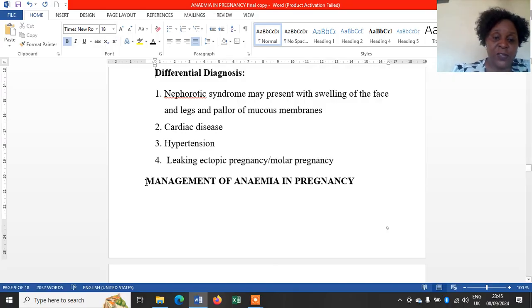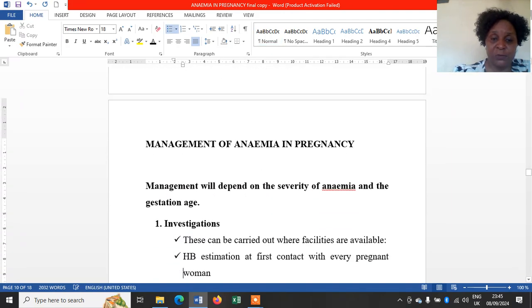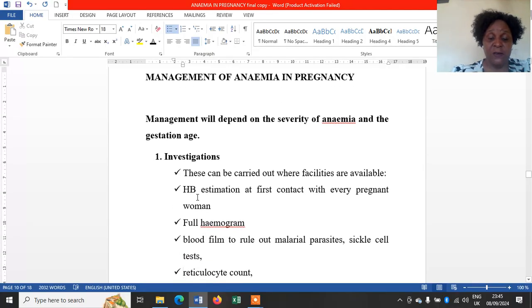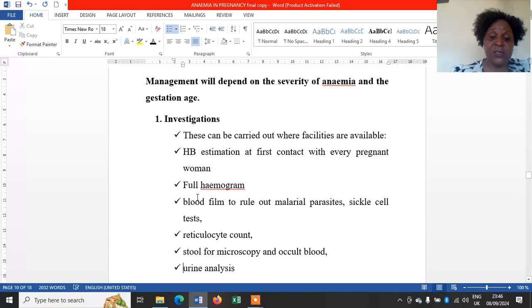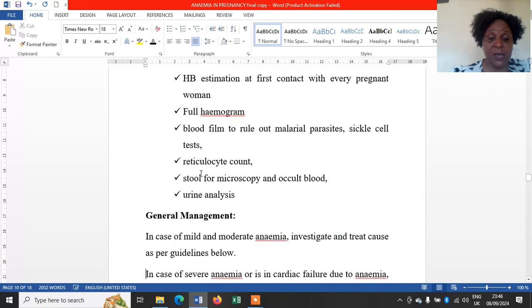Now, after assessment and classification, let us look at the management. Here management will depend on the severity of the anemia and also the gestation age of the mother. We have talked of investigations, and our first point in management will be history taking. Second is examination, and then investigations. Under investigations, there are a lot of investigations we can do to rule out the kind of anemia this mother is having.